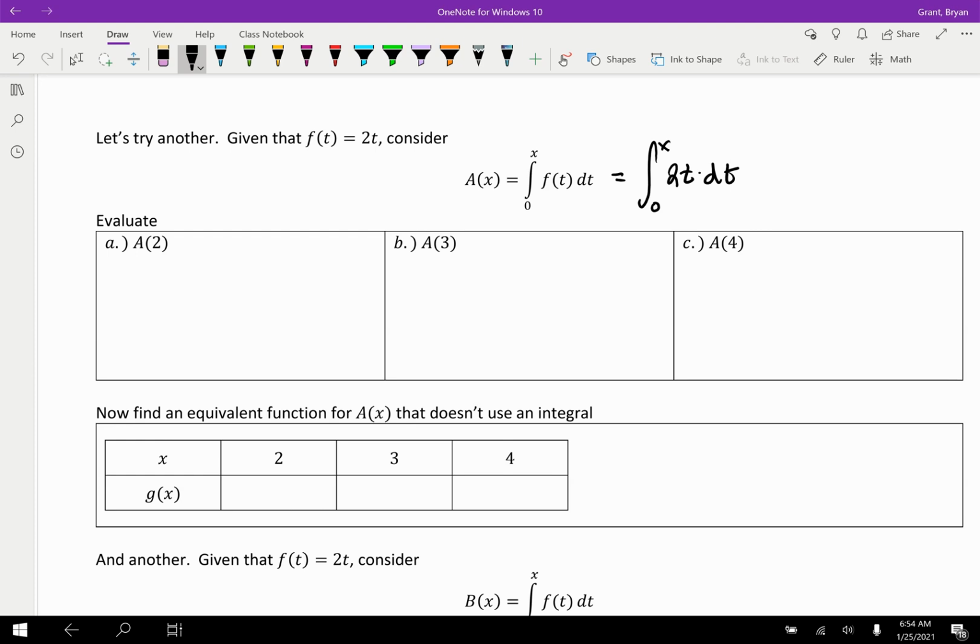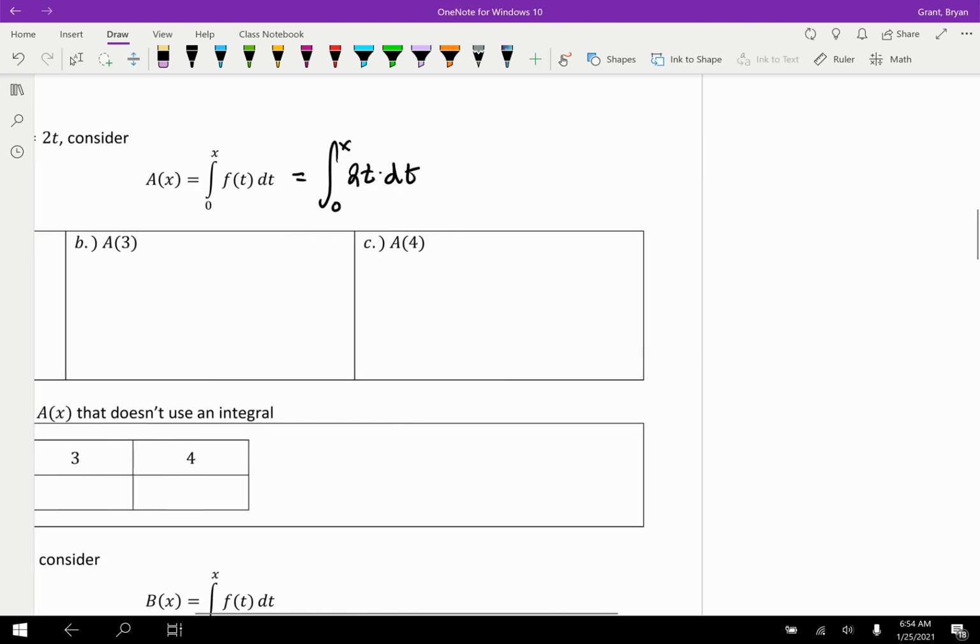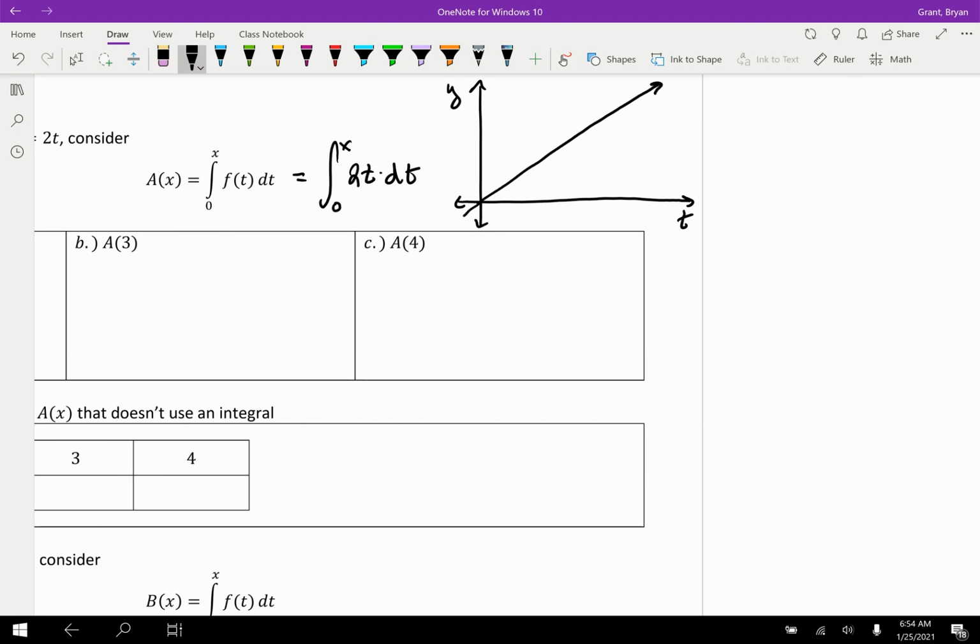All right, so your goal is to find a of 2, a of 3, a of 4, which means we're replacing x with 2, then 3, then 4, which means we're calculating the area underneath the curve y equals 2t from 0 to some value. We should probably graph y equals 2t to see what the heck is going on here. Okay, so we have a t-axis and our y-axis up here. Y equals 2t is going to look something like this. Doesn't have to be perfect.